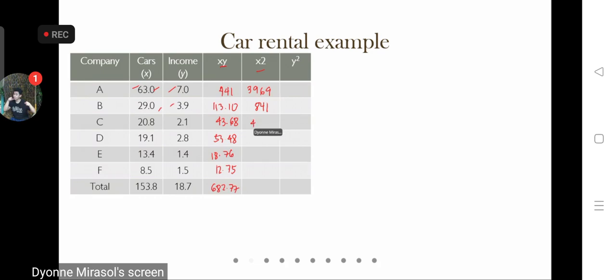19.1 squared is 364.81. 13.4 squared is 179.56. And the last, 8.5 squared is 72.25. What is the total for X squared? 5859.26. Is everyone's answer the same?